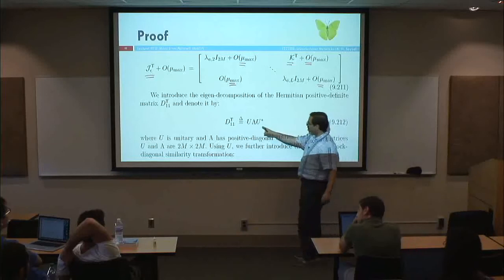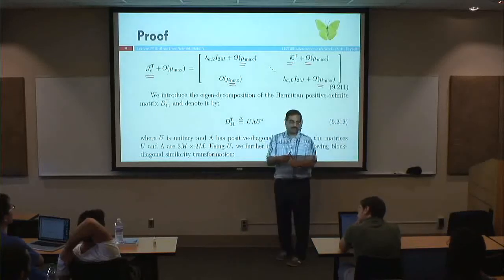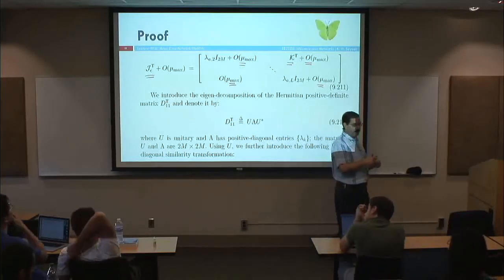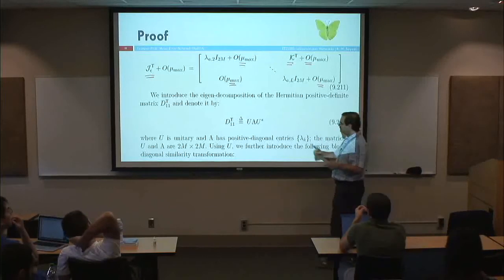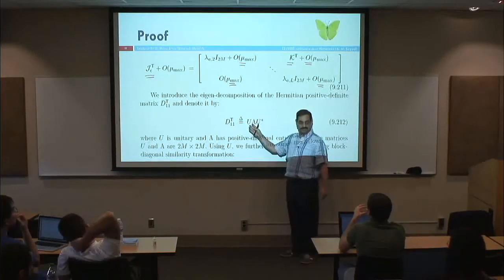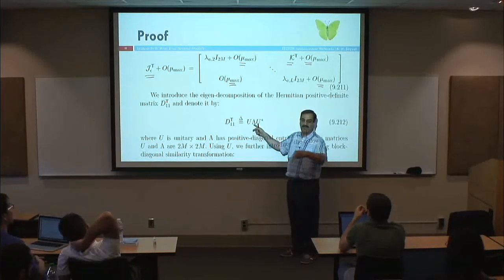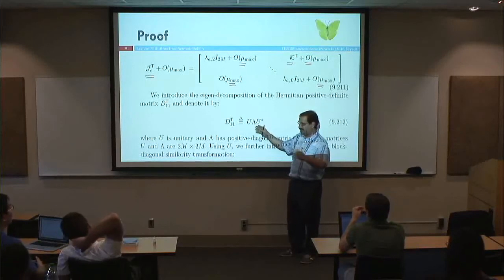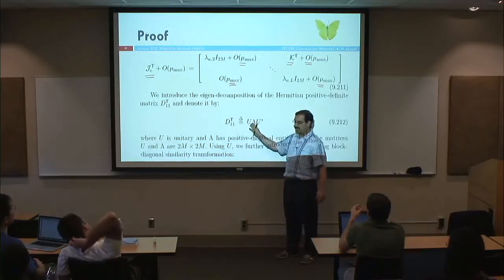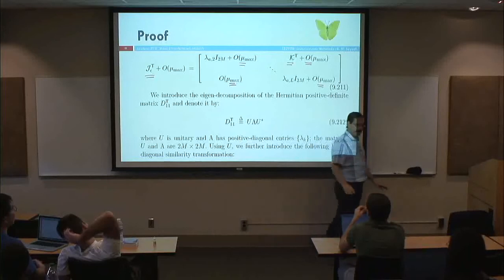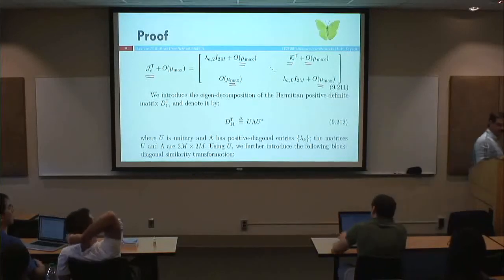I'm going to introduce, remember, D11 is Hermitian and positive definite. So it has an eigendecomposition. Lambda will be diagonal with positive entries. I just want to make it simple. So let's introduce this transformation to diagonalize D. Fine? So introduce this matrix U.